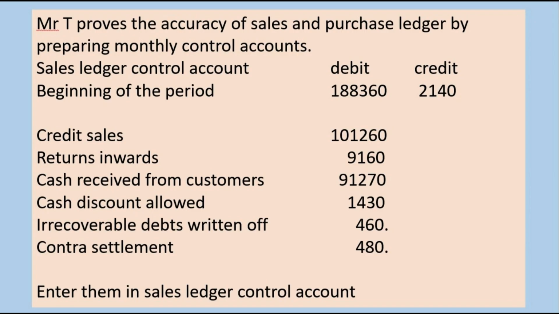Dear students, now let's look at some questions. Mr. T proves the accuracy of the sales and purchase ledger by preparing monthly control accounts. Sales ledger control account. Beginning of the period: debit 188,360, credit 2,140. Credit sales 101,260. Returns inwards 9,160. Cash received from customers 91,270. Cash discount allowed 1,430. Irrecoverable debts written off 460. Contra settlement 480. Question: enter them in the sales ledger control account.